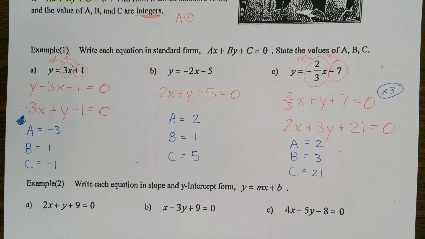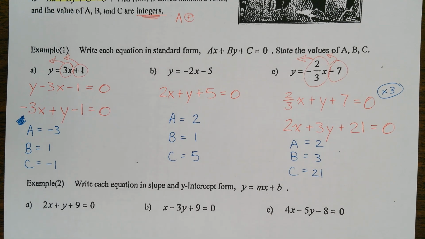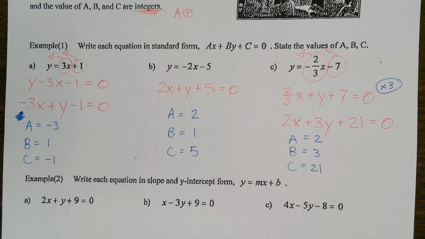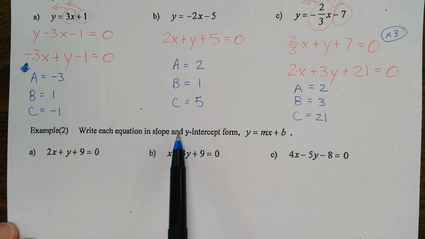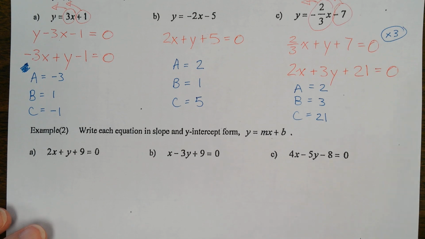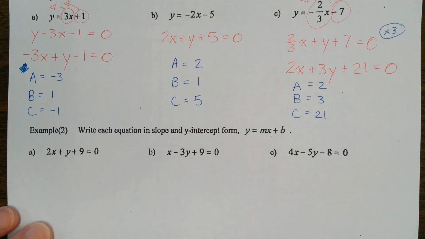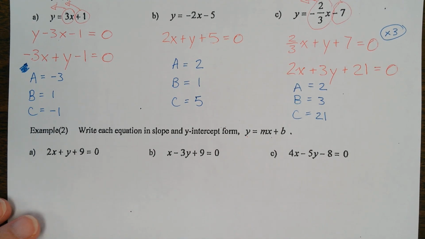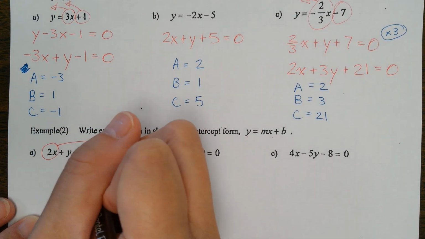Okay. So now that we know how to go from slope-intercept form to standard form, do you think we can do the opposite? Let's try. Let's see if we can. All right, so now I want you guys to write it in slope-intercept form, which is y equals mx plus b. So y equals mx plus b means I only want y on one side. Everything else I'm moving to the other side. So in this case, what am I moving? I'm moving the 2x over, and I'm moving the 9 over.